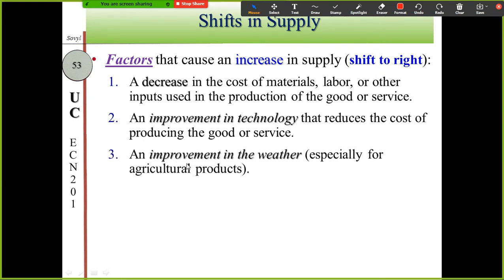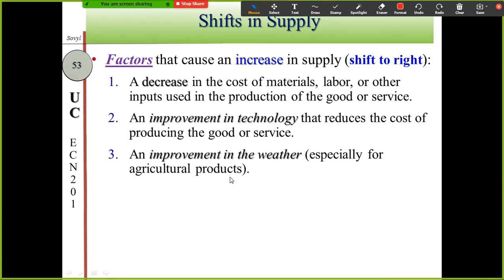3. An improvement in the weather. Why? The weather becomes good condition. Why does the supply curve increase, or the supply curve move to the right hand side, or quantity supplied go up? Yes, because when the weather improves, or the weather condition becomes better and better, agricultural products become cheaper, because farmers are happy, farmers can grow and produce more agricultural products. That's why the price of agricultural products tends to drop down.